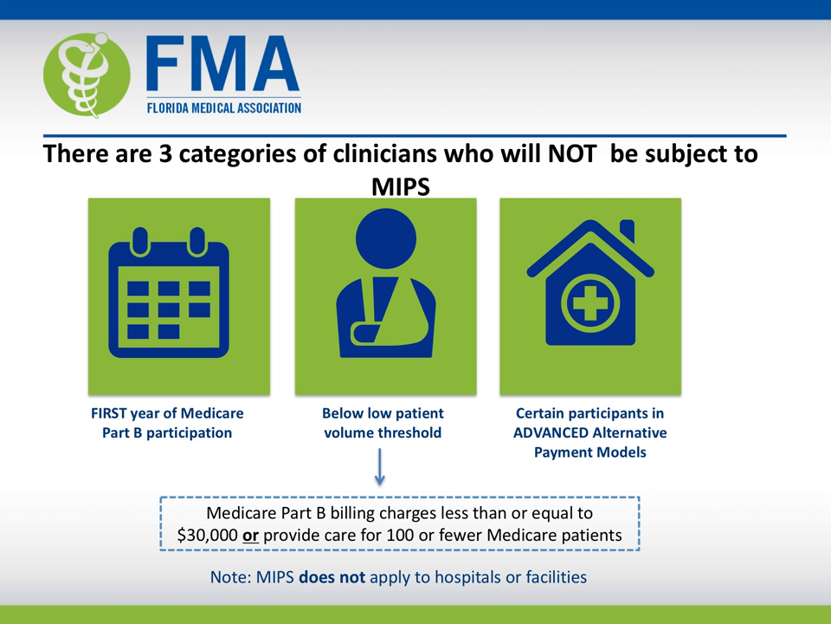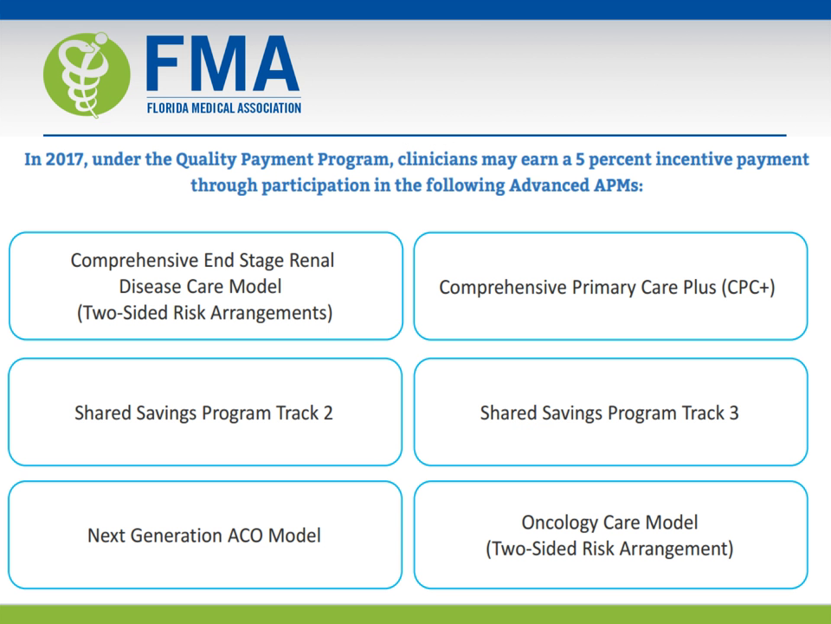The third exemption from MIPS is for clinicians and groups that participate in an advanced alternative payment model, or AAPM. It's also important to remember MIPS does not apply to hospitals or facilities. It only applies to eligible clinicians and groups thereof. Now, as I mentioned earlier, you can participate in an advanced alternative payment model and be exempt from MIPS and qualify for some substantial incentives.